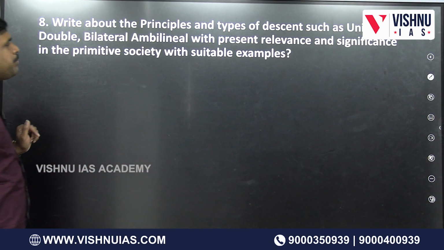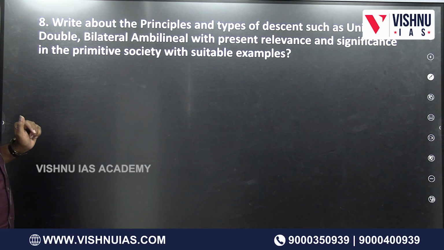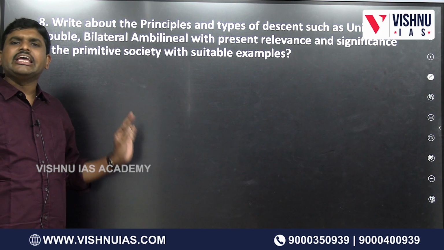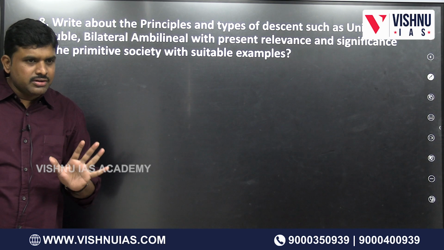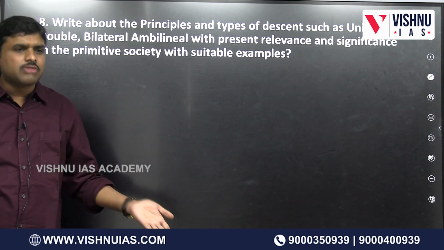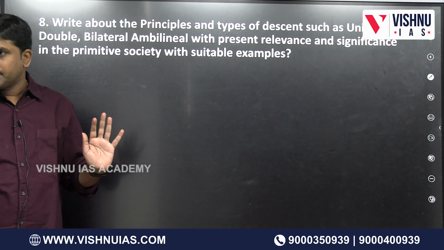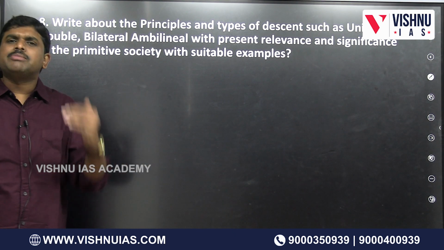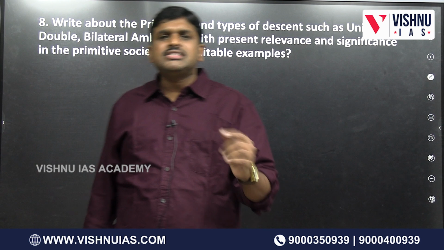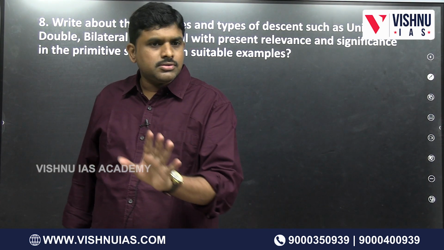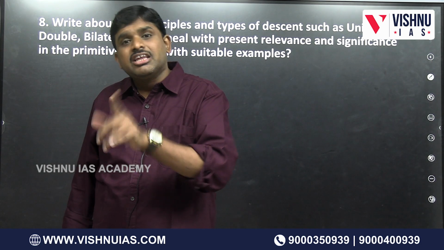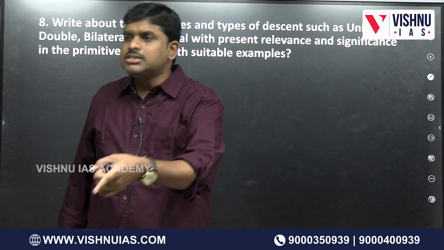Write about the principles and types of descent. First you will write about kinship, the descent principle is playing a major role. Descent definition. What is this? Tracing one's ancestors is called as descent. Principles of descent. What is the principles of descent? Number one, the descents are formed mainly based upon blood relations. Based upon blood relation, either father side or mother side, but obviously it is blood relation.